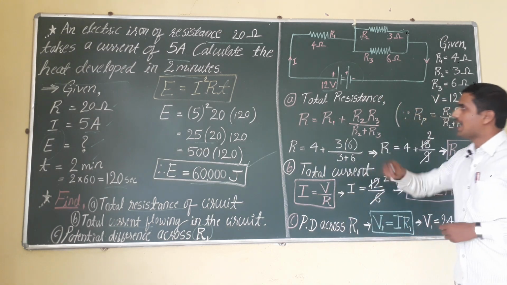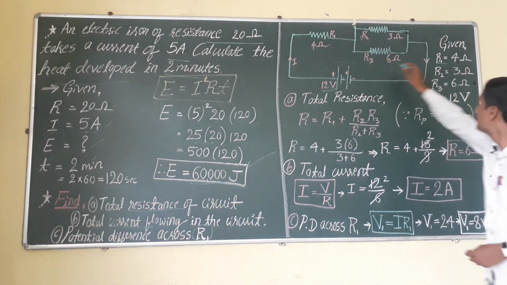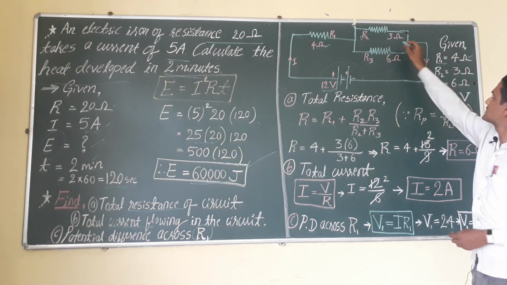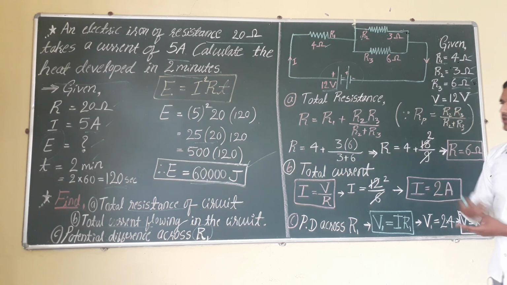Okay, so now as usual write down the given data. First given data is resistance. First resistance value is given 4 ohm, and second resistance value 3 ohm, and third resistance value 6 ohm. Total potential difference is 12 volts. Okay, so now again let's solve the question.